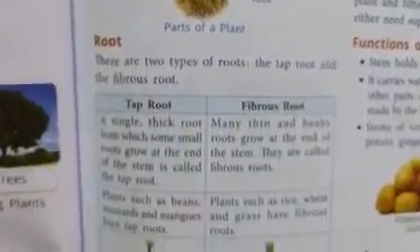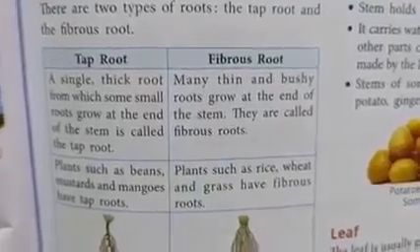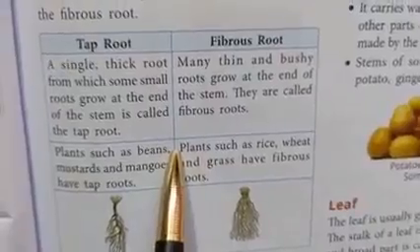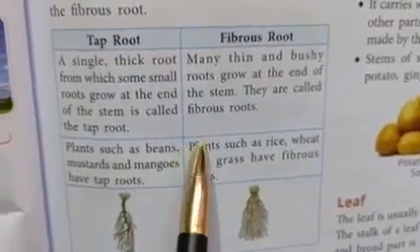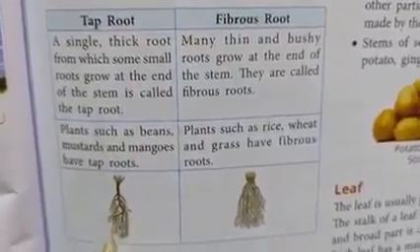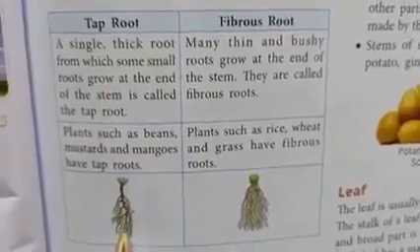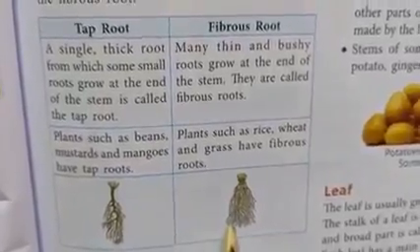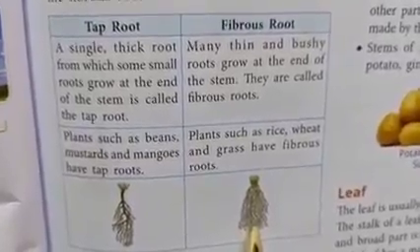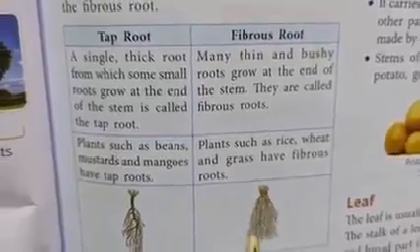Now root. There are two types of root, tap root and fibrous root. Now what is tap root, children? It is a single thick root from which some small roots grow. This one is tap root. But on the other hand, in fibrous root, many thin and bushy roots grow at the end of the stem, and these are called fibrous roots.